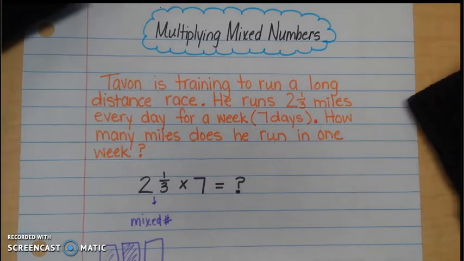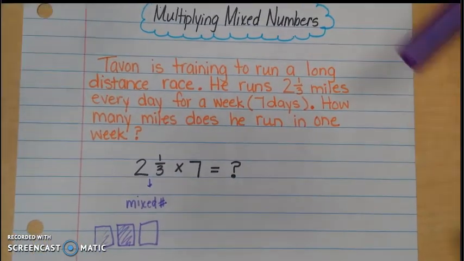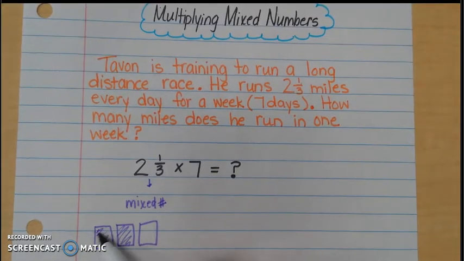Let me scoot the camera down just a tiny bit. There we go. Here are your 2 wholes. And then we'll split this last whole into 3 equal pieces, and there's your 1/3. So this represents 2 1/3. Okay?